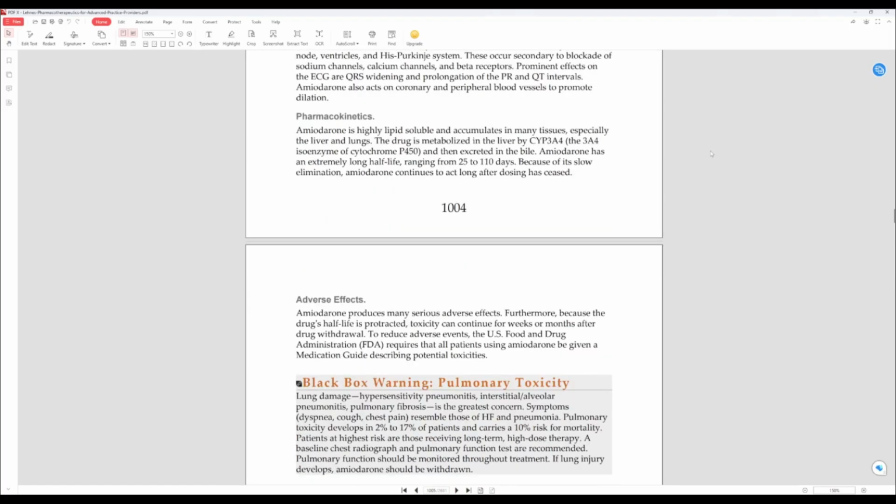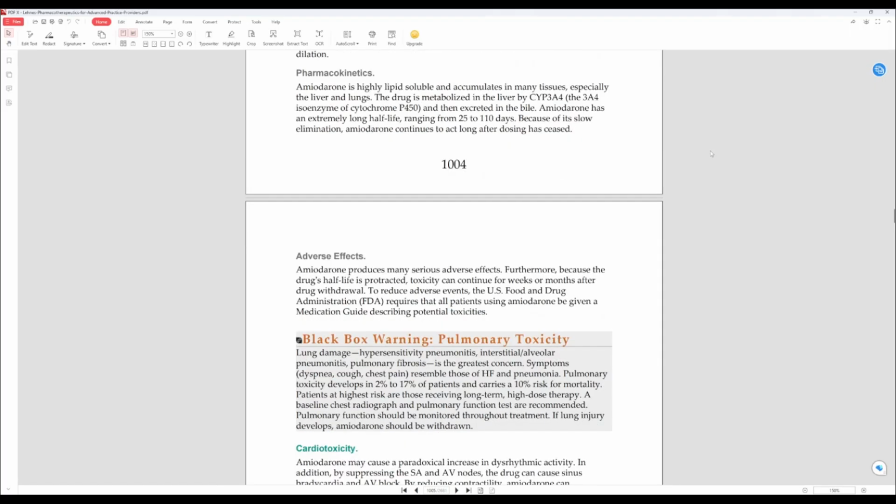Its pharmacokinetics. Amiodarone is highly lipid soluble and accumulates in many tissues, especially in the liver and the lungs. The drug is metabolized in the liver by CYP3A4 and then excreted in the bile. Amiodarone has an extremely long half-life, ranging from 25 to 110 days. Because of this slow elimination, amiodarone continues to act long after dosing has ceased.